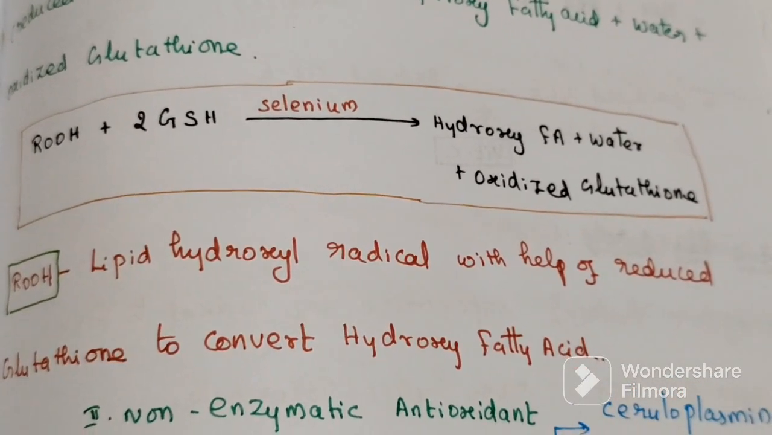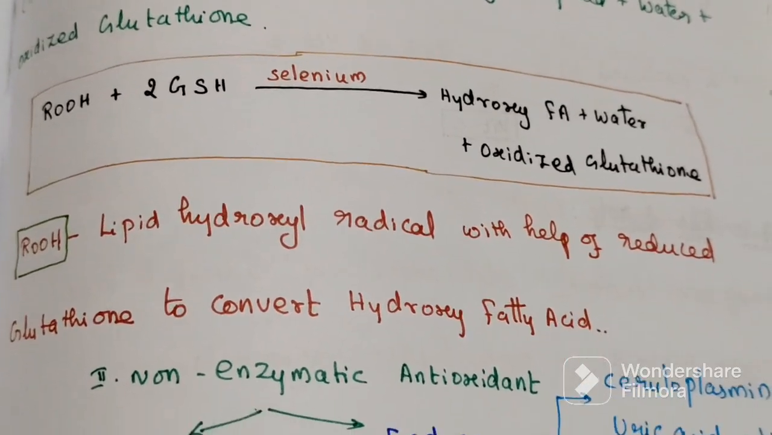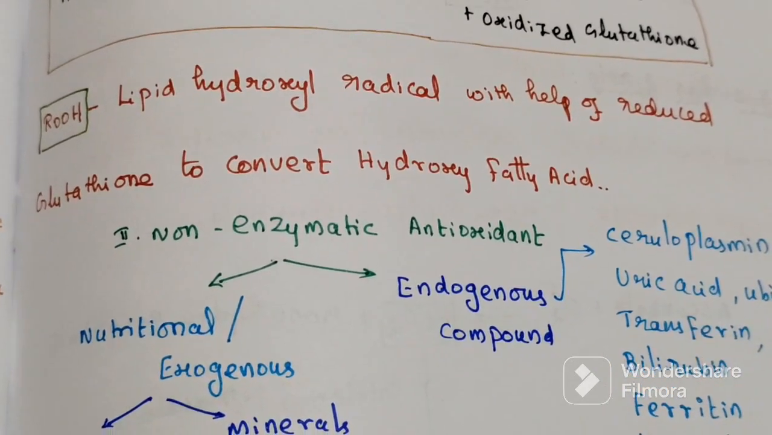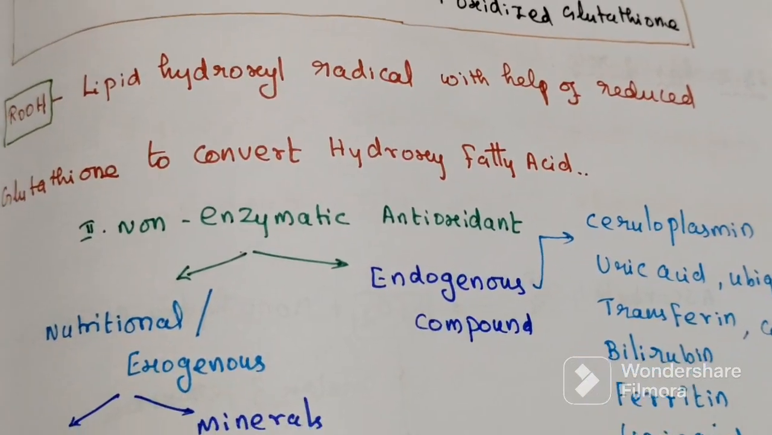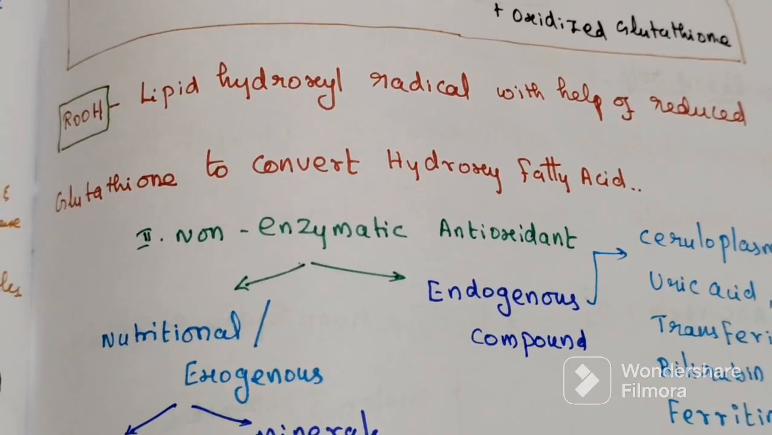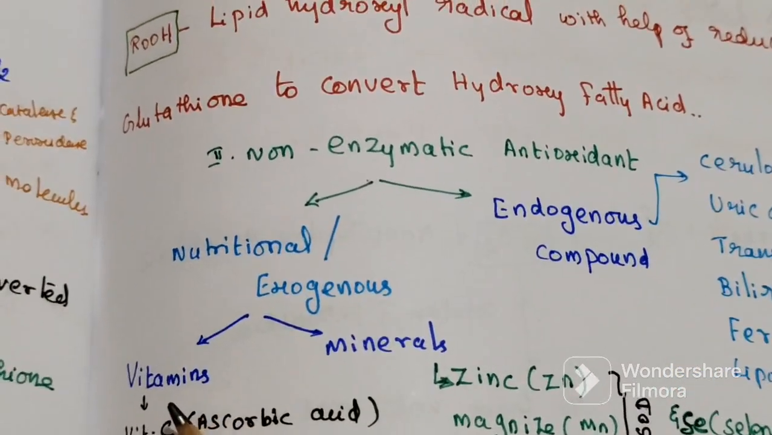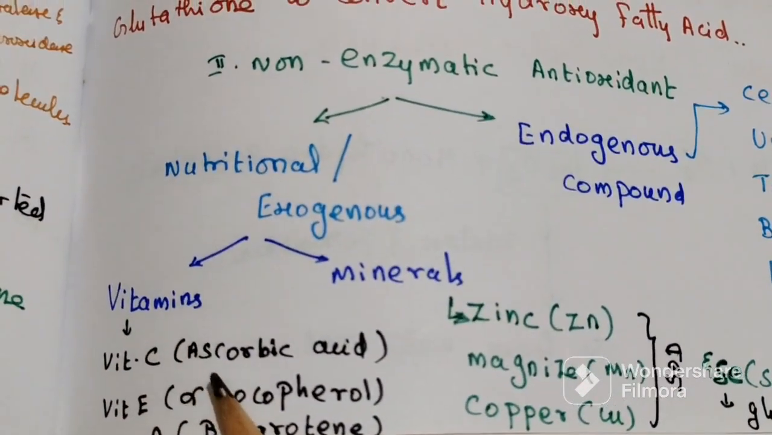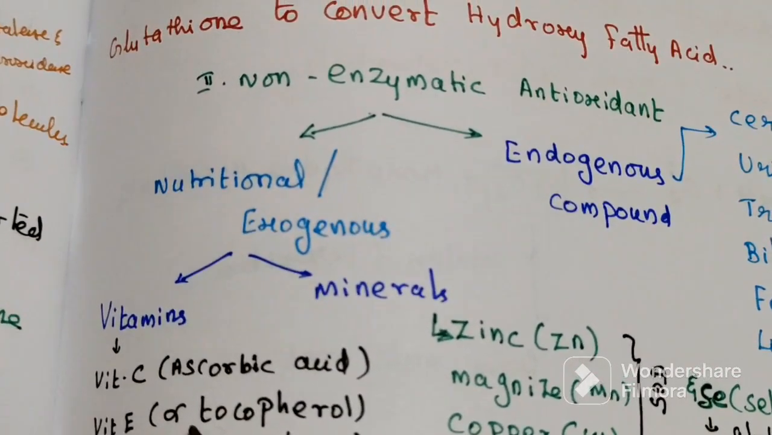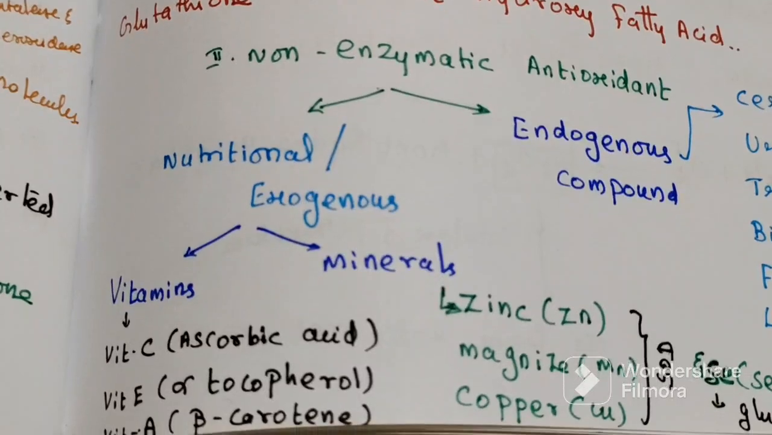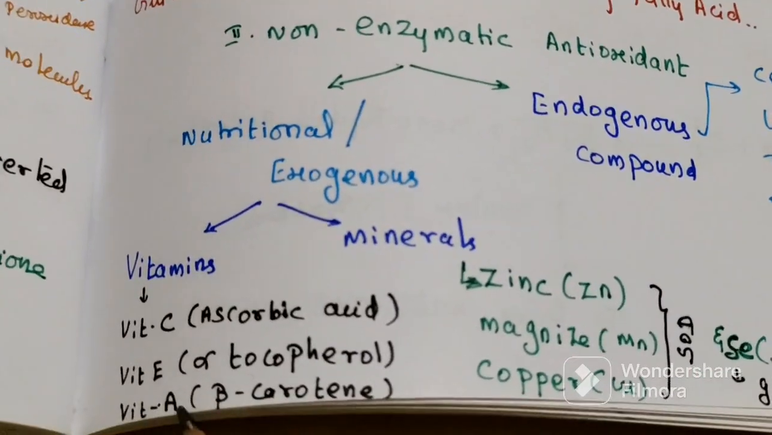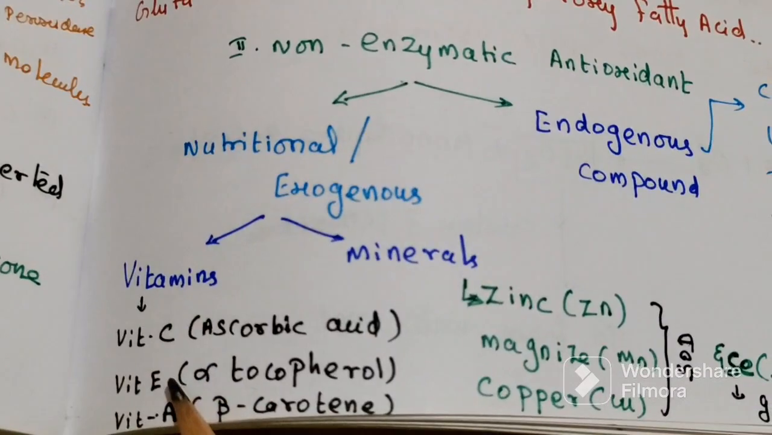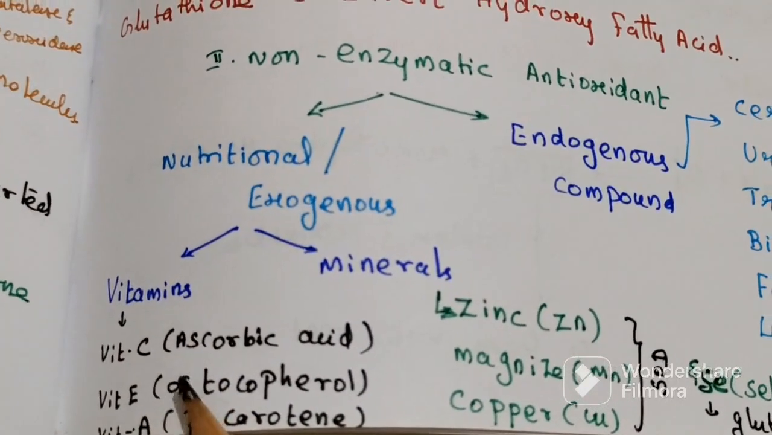Next, we discuss non-enzyme dependent antioxidants. They have two types. One is nutritional or exogenous, the second one is endogenous components. The nutritional ones are again divided into vitamins and minerals. Main vitamins include vitamin C, that is ascorbic acid, then alpha tocopherol from vitamin E, then beta carotene, which is vitamin A. So three vitamins: C, E and A.